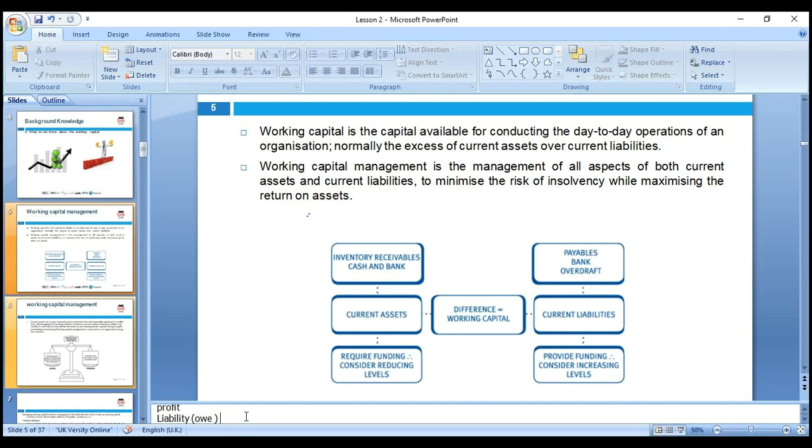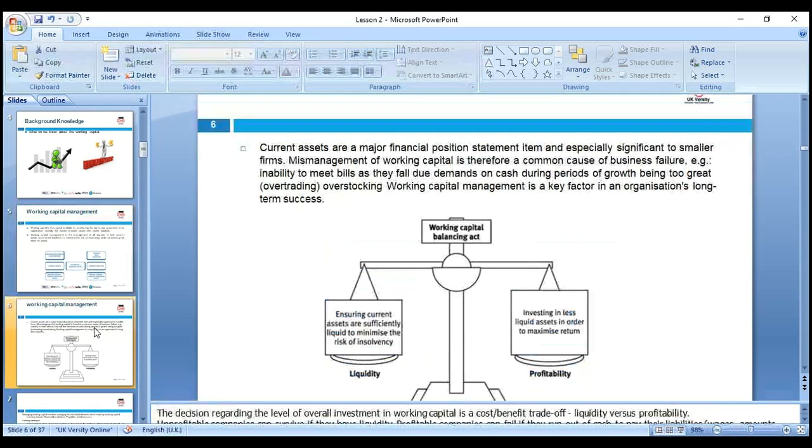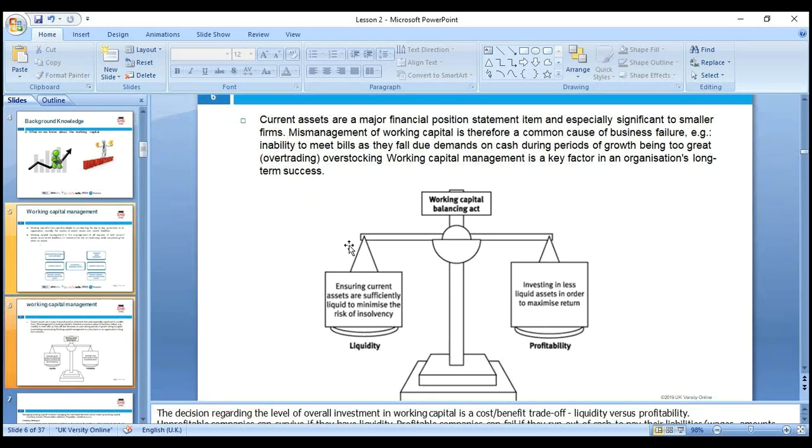So current assets, what do you think? Current assets should be more than current liabilities. Our current assets need to be more than current liabilities, because that shows your creditworthiness; you're a strong company. If you have more current assets and less current liabilities, you go through. Current assets are the major financial position statement items, especially significant for smaller firms. We need to balance it.